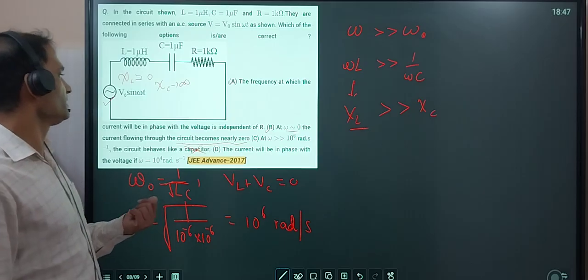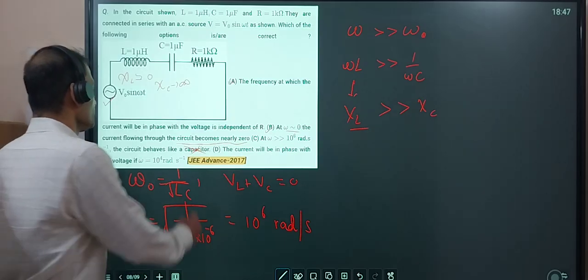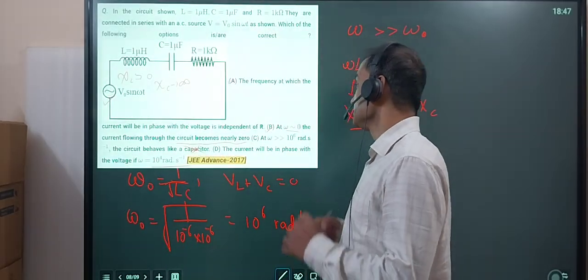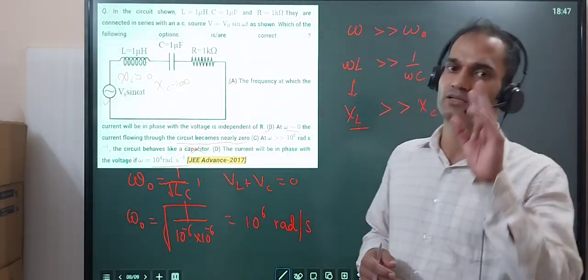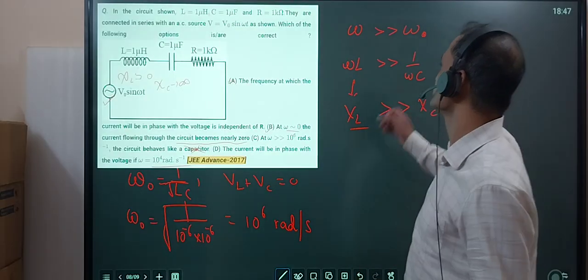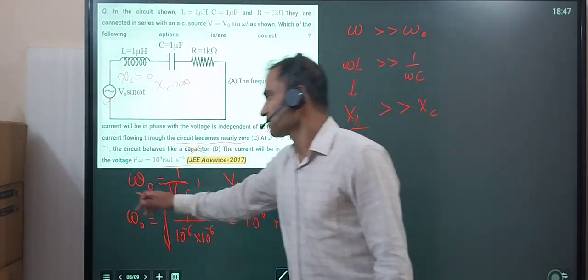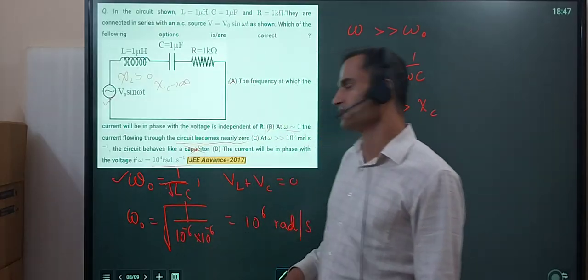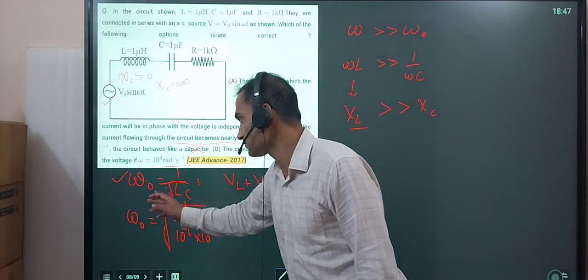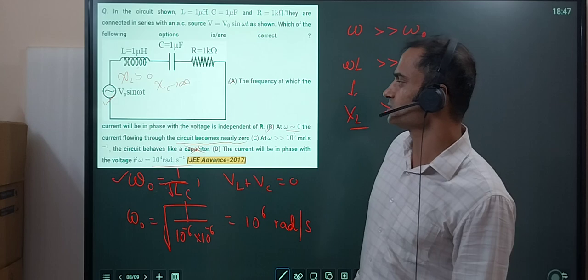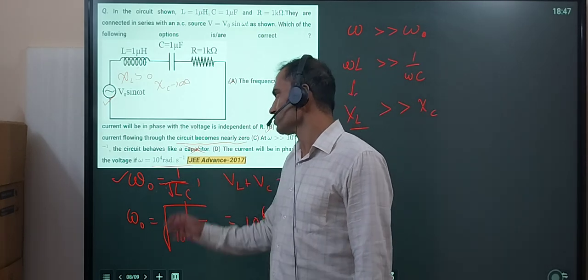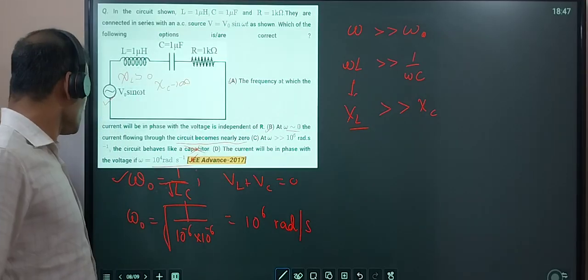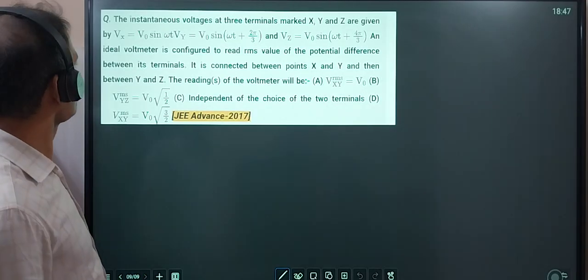So this is not correct. Current will be in phase with the voltage at this. Current will be in phase with the voltage only at one value of omega, that is omega naught. Okay, only at this angular frequency, which is not 10 to the power 4. So that part is also incorrect. Okay, now we are going to do the last question.